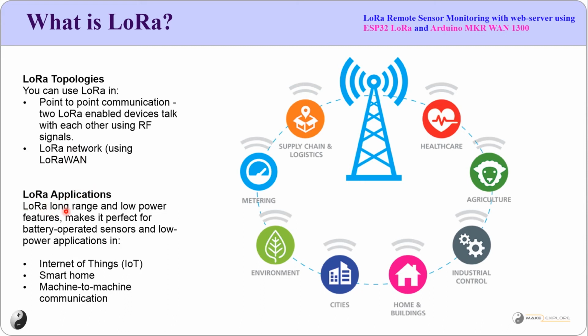Let's see the applications where LoRa is used. LoRa's long range and low power features make it perfect for battery operated sensors and low power applications. The major application of LoRa is IoT, the Internet of Things, in smart home technologies and in machine to machine communications. You can see here it is used in supply chain logistics, metering, environment, cities, home and building, industrial control, agriculture, healthcare, and a lot more. So let's move forward.